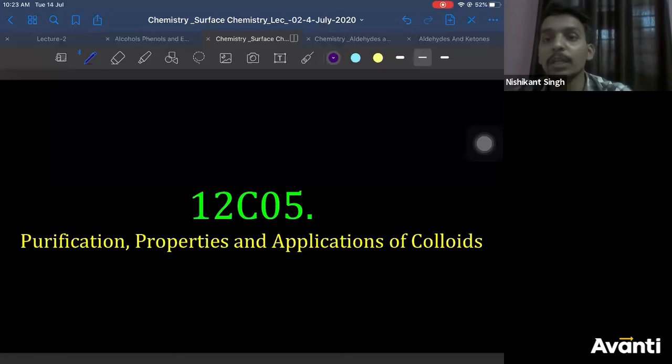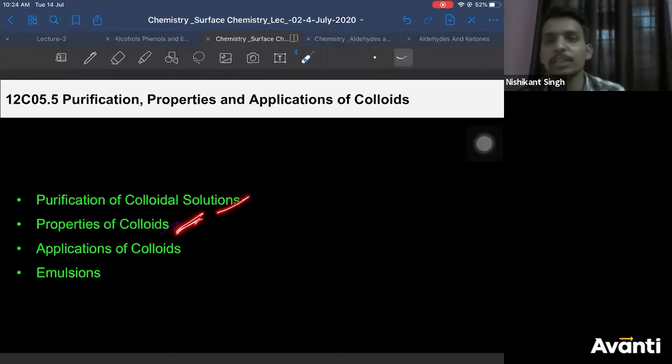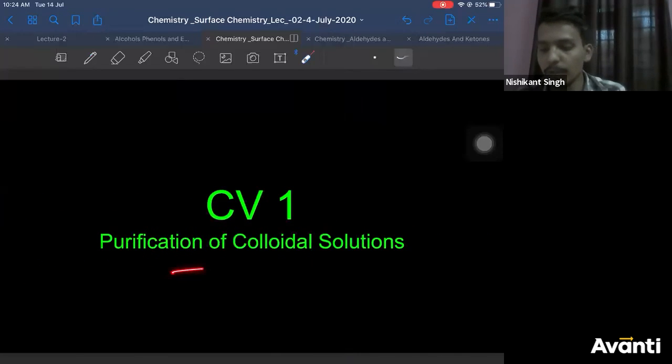What happens if your kidneys are not functioning properly? The treatment is you go for dialysis. Correct? You go for dialysis. That is our first method we are going to study today. We are left with purification and properties of colloids. These are the main topics we are left with. Right? We'll try to finish them by tomorrow or day after tomorrow. So we are starting with purification of colloidal solution.